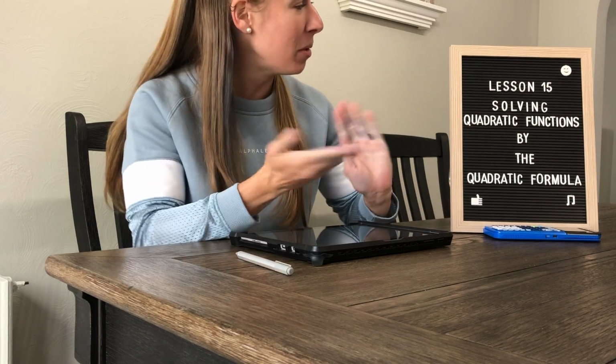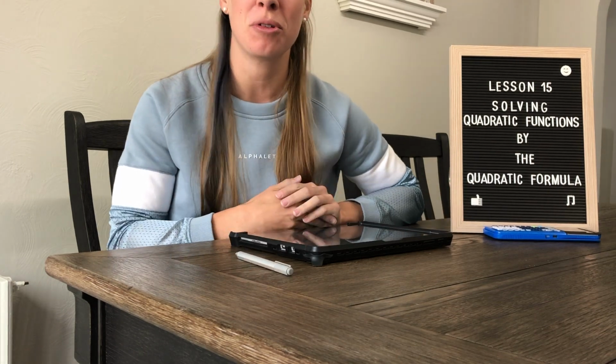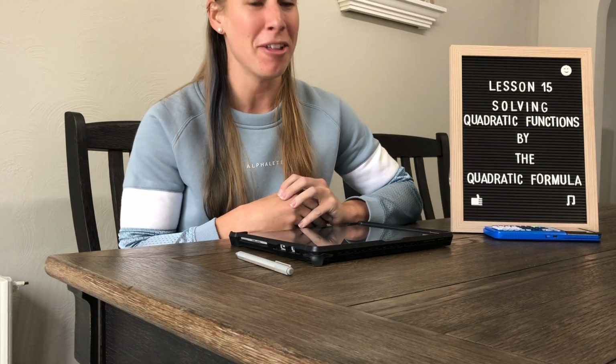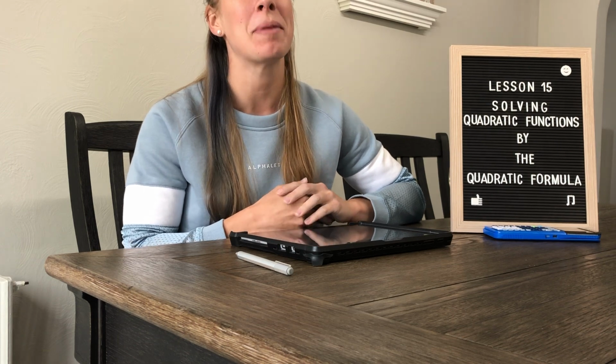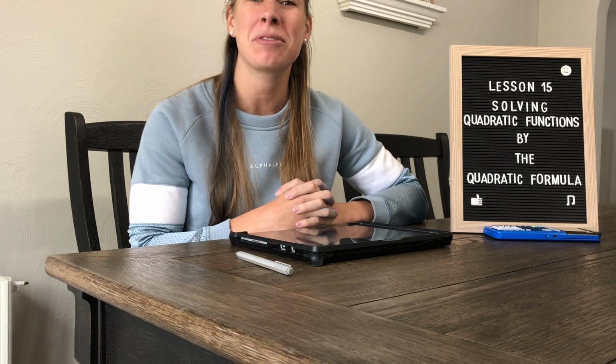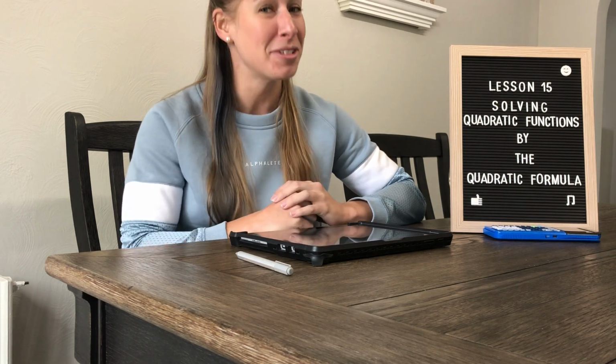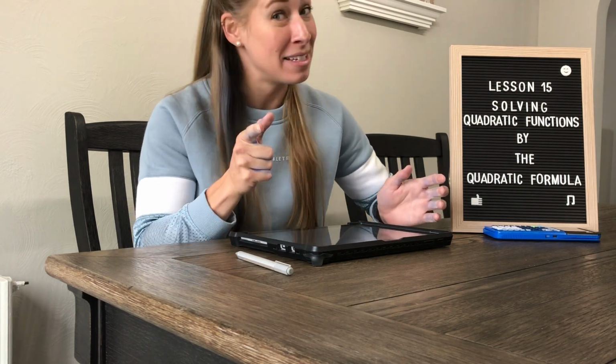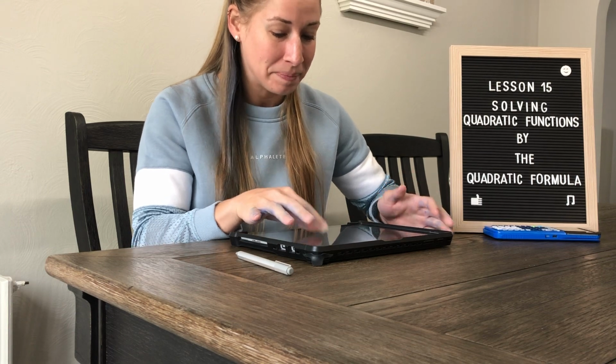Okay, so today we are solving quadratic functions using the quadratic formula. And if you recall, there's that handy dandy little song to help us remember. X equals opposite b plus or minus square root b squared minus 4ac all over 2a. And so I'm going to sing that every time today, so sorry.